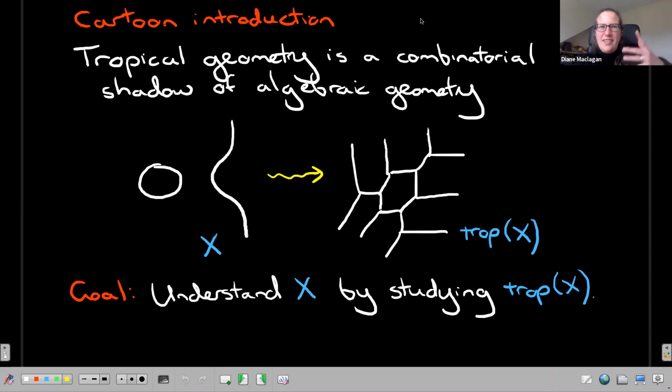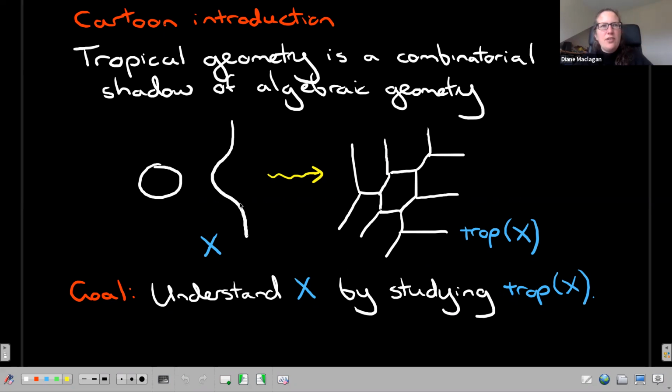Let me start with a cartoon introduction. I'll wave my hands at some algebraic geometry now, and then we'll come back and be more precise when it's relevant. The idea is that tropical geometry is a combinatorial shadow of algebraic geometry. So, and this is very cartoon, we're going to start with a variety, which is loosely the set of solutions to polynomial equations. And we're going to turn that into a combinatorial object, this object on the right. So we start from X, we go to trop X, and the goal is to understand X by studying trop X.